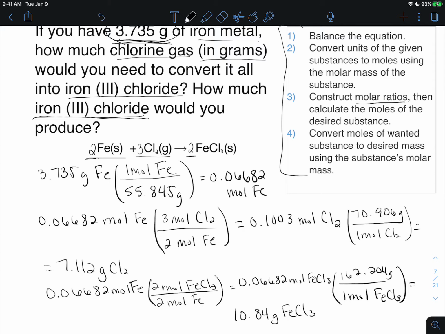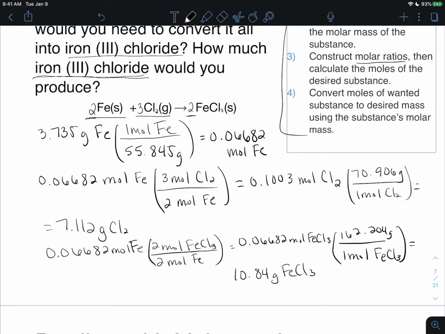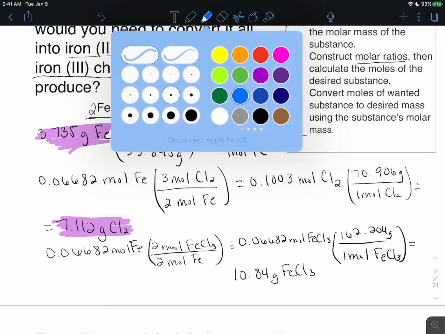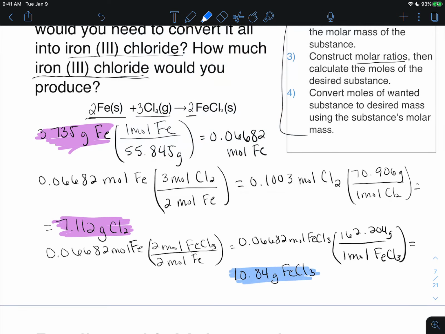Now, I want to point out real quick that we are still observing the conservation of mass because we are talking about just a chemical reaction. So if we are not dealing with having anything in excess, our product amounts should be equal to our reactant amounts. And we see that when we look here. So we have 3.735 grams of iron, we have 7.112 grams of chlorine, and then we have 10.84 grams of iron chloride.